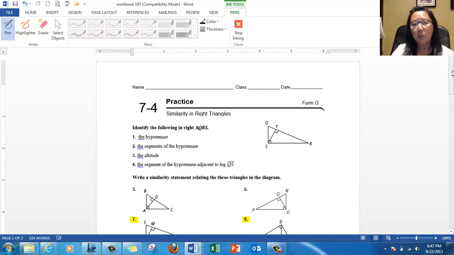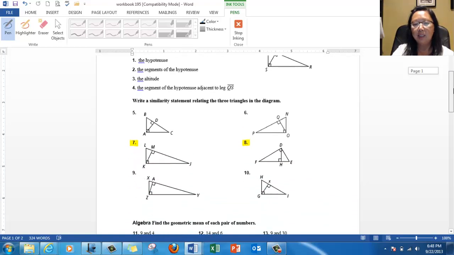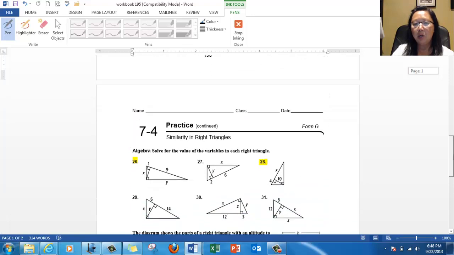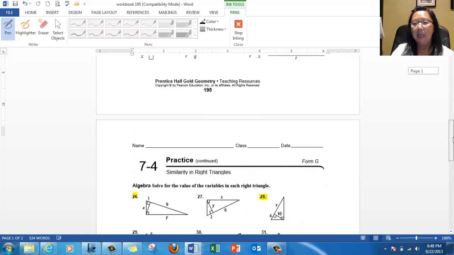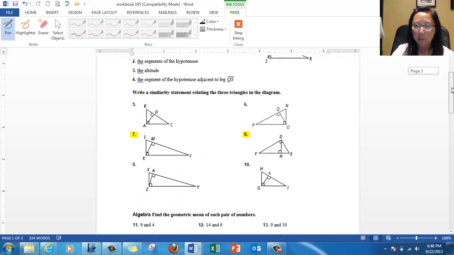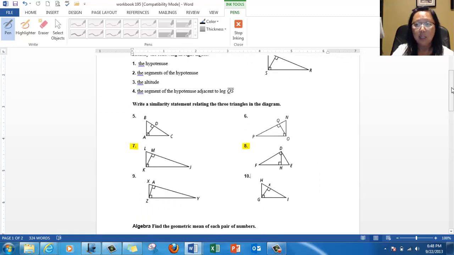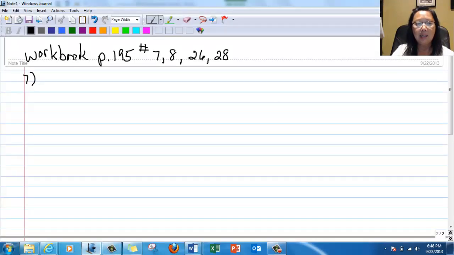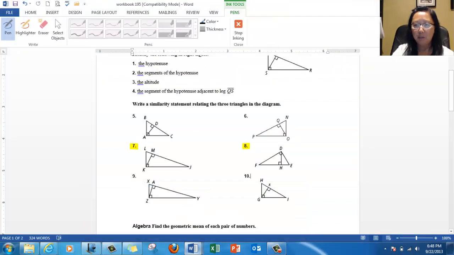Okay, so this workbook page, we're going to do number 7 and 8, and then on the back side, we're going to do 26 and 28. Now, we're only doing 4 problems, but there isn't a lot of space on this paper to work with. That's why we need line paper. So you need line paper and title it like this: workbook, page 195, 7, 8, 26, and 28. Okay, let's see what today is about.